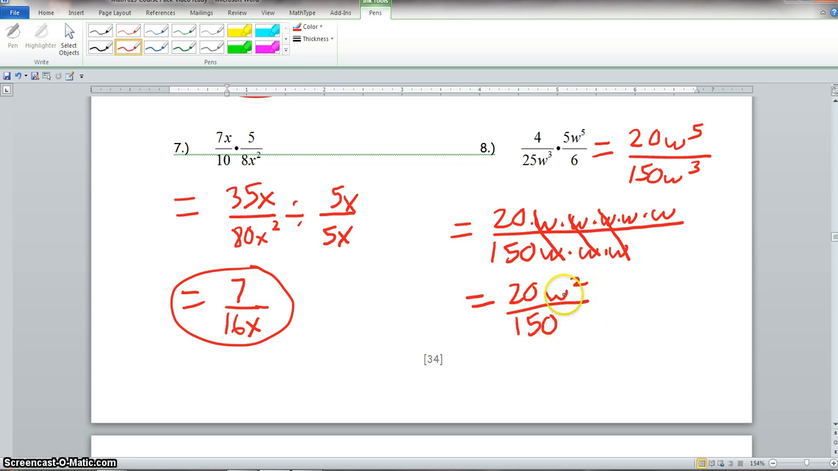Now, we're done with the variable here, but we still need to simplify out the greatest common factor of 20 and 150, which happens to be 10. We divide both by 10. 20 divided by 10 is 2, and we'll bring over our w squared. And 150 divided by 10 is 15. So this here is our final answer.